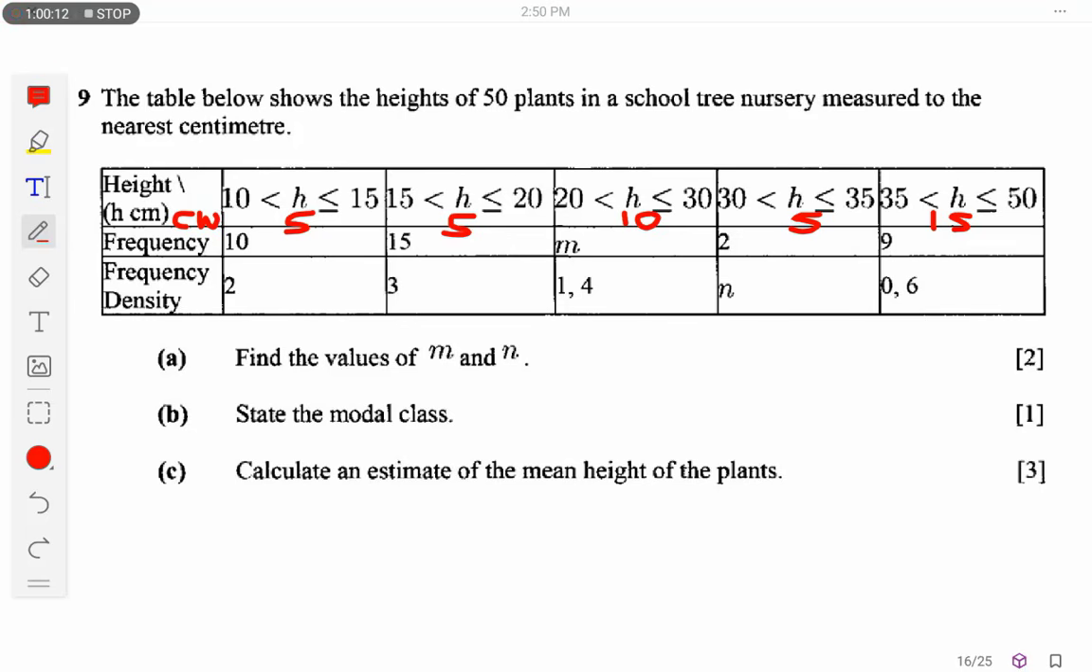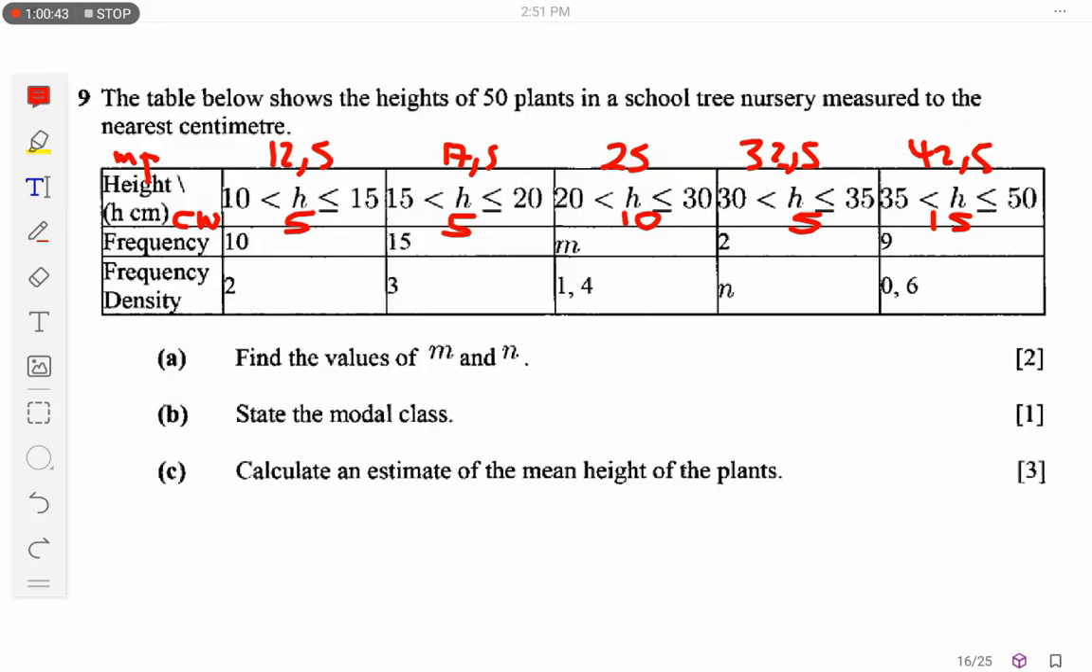We can even calculate midpoints. For midpoints, we say 15 plus 10, and we divide by 2. For the first one, that will be 12.5, and for the second one, 17.5. 20 plus 30 gives 25, 30 plus 35 gives 32.5, and lastly I've got 42.5. So these are the midpoints.